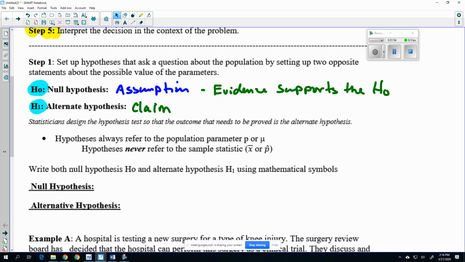another symbol that you're going to encounter when you start to work on your homework problems is this P and this, that's like an M-U, which we call mu. Those are for the population. You are in a statistics course and you will be studying samples, but the hypothesis always refers to the population. So you will either be using a capital P or a mu when you write your null and your alternative hypothesis.